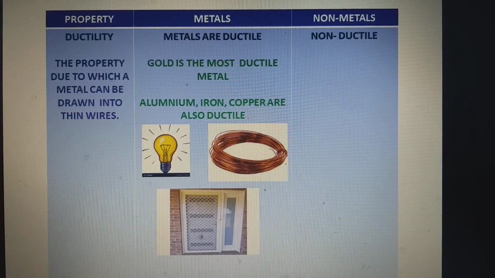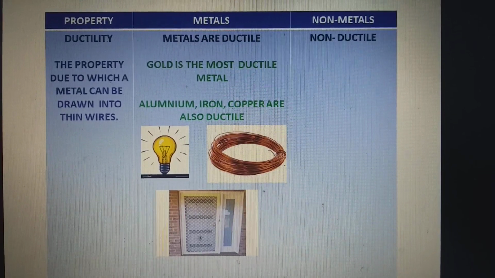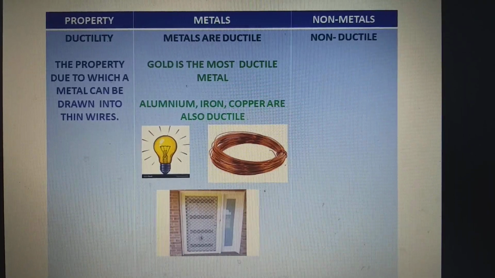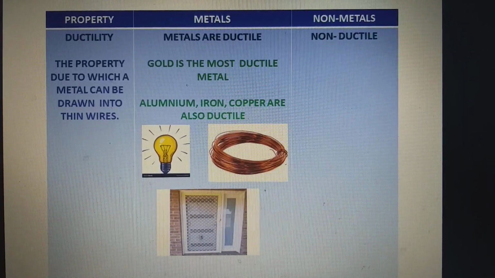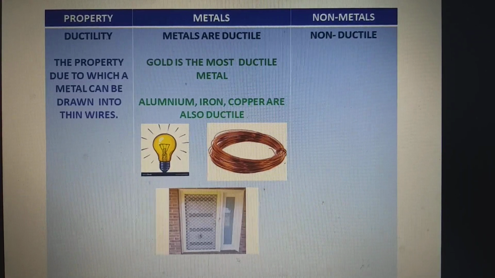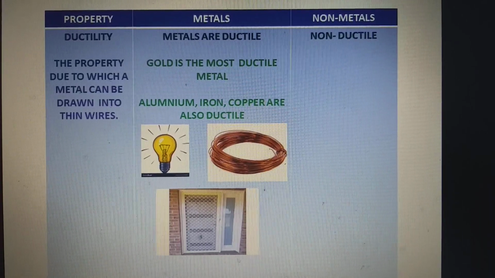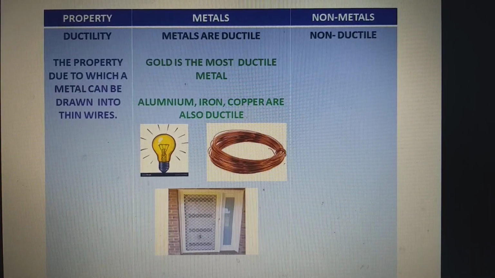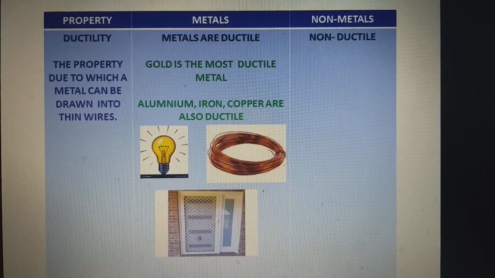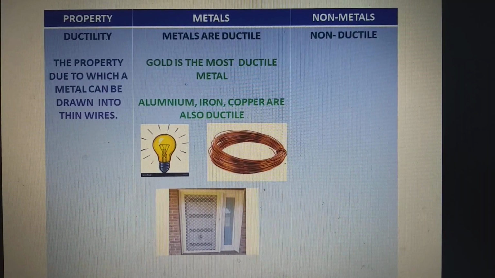Students, when an electrician comes to your place to install a fan, what does he do? He installs a fan, but what does he do? He connects the wire. When I'm using the word wire, it means the metal is being converted into the form of a wire. And in front of you, you can see a copper wire, which is ductile. So now I think my students can answer why copper is used for electrical fittings: because it is ductile in nature. On the other hand, non-metals are non-ductile.